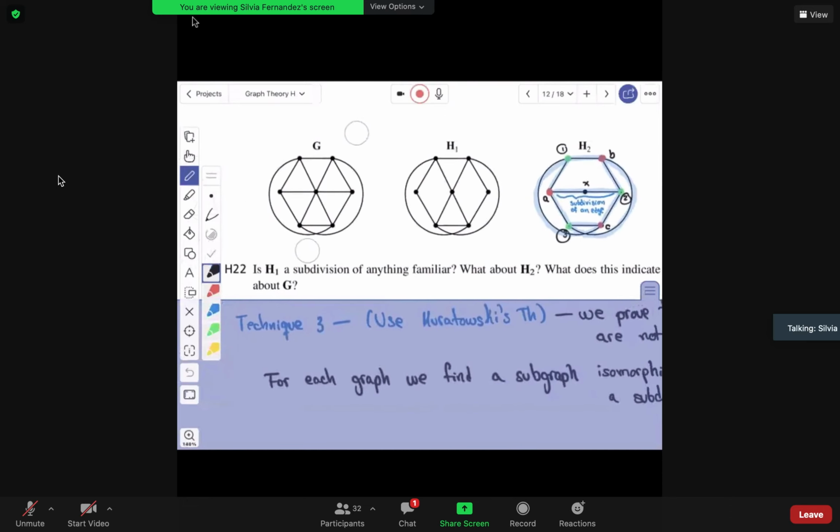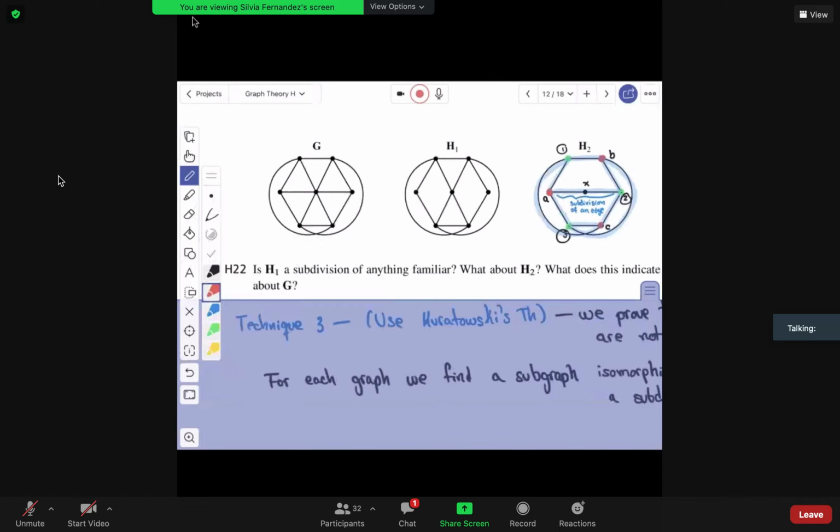Professor, quick question. So it's considered a subdivision because we inserted that one extra vertex that has degree 2? Yes. And when it comes to Kuratowski's theorem, is that to say that it doesn't specify how many vertices we can add? So we can add as many as we need? Exactly. We can add as many as we need, but just be careful.